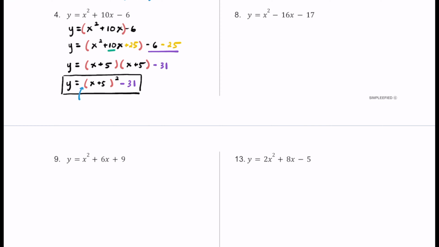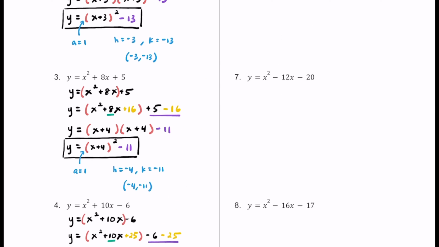Our a value here is going to be 1, so no vertical stretches or shrinks. And then we can see that our h value is -5 and our k value is -31. So it looks like all of these have a vertex in quadrant 3 so far. So -5, -31 would be our vertex. AOS is at x equals -5.